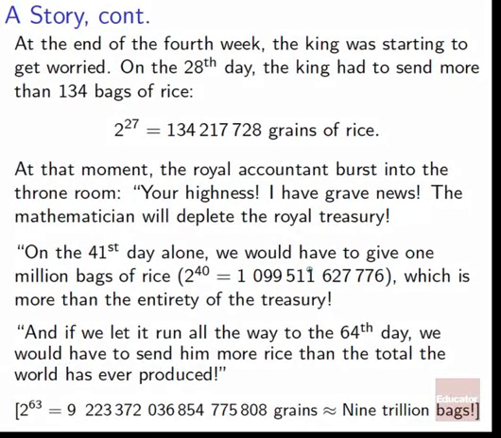And if we kept going, if we let it run all the way to the 64th day, we would have to send him more rice than the total that the world has ever produced, because we'd be at 2 to the 63rd, which would come out to be 9 trillion bags of rice. Look, we have ones here, thousands here, millions here, billions here, trillions here, quadrillions here. It would be 9 quintillion grains of rice. If we knock off these first ones, we see that we're still at 9 trillion bags of rice. That's a lot of rice, and the world doesn't have that much by a long shot.